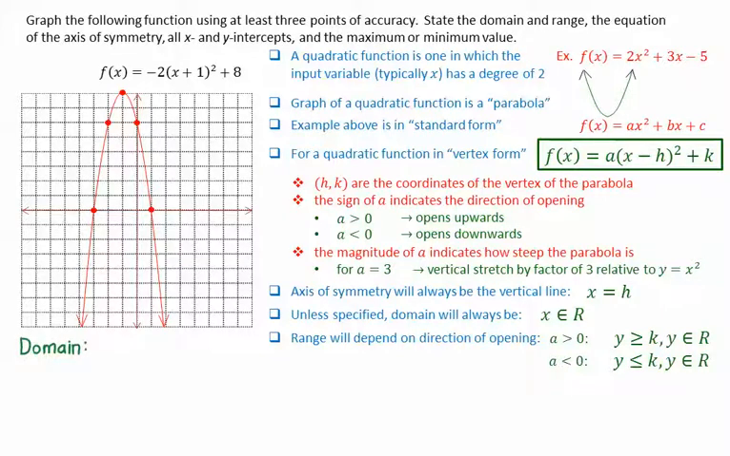For the domain, in this case, we have not been specified a restricted domain. Therefore, our domain is going to be x is an element of the set of real numbers. For the range, because our vertex is a maximum point, meaning that it opens downwards, we would say for the range, y must be less than or equal to 8, 8 being the y-coordinate of the vertex.